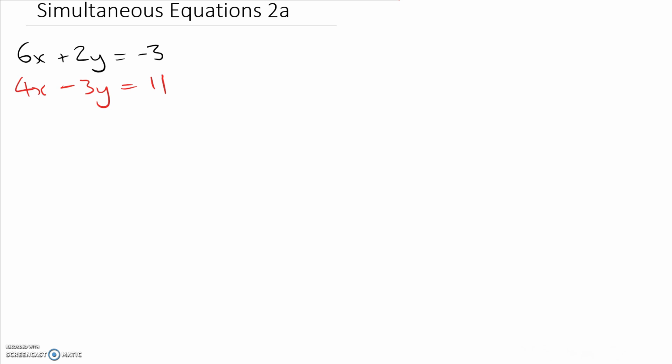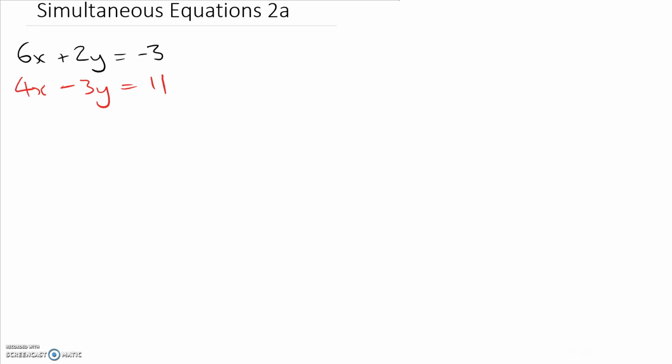Okay, welcome to Simultaneous Equations Part 2. This time I'm going to make things a little bit harder. So make sure you're thoroughly okay with the first part before trying these. Right, so what do we got? 6x plus 2y equals negative 3 and 4x minus 3y equals 11.